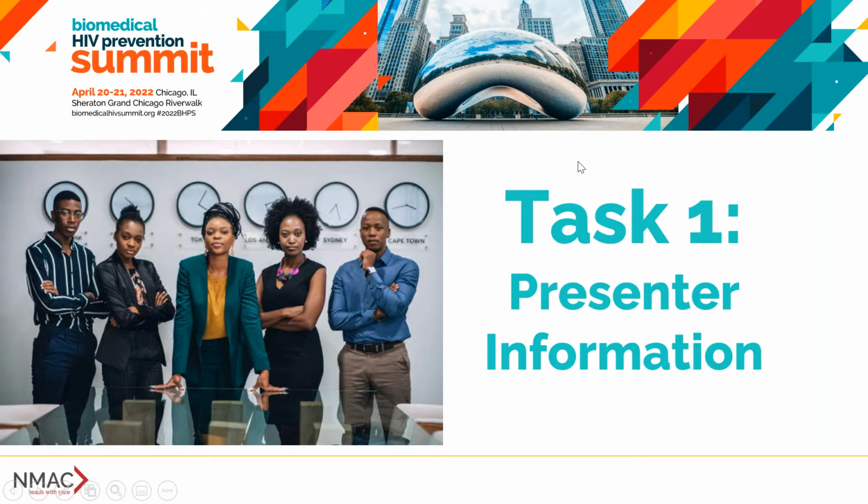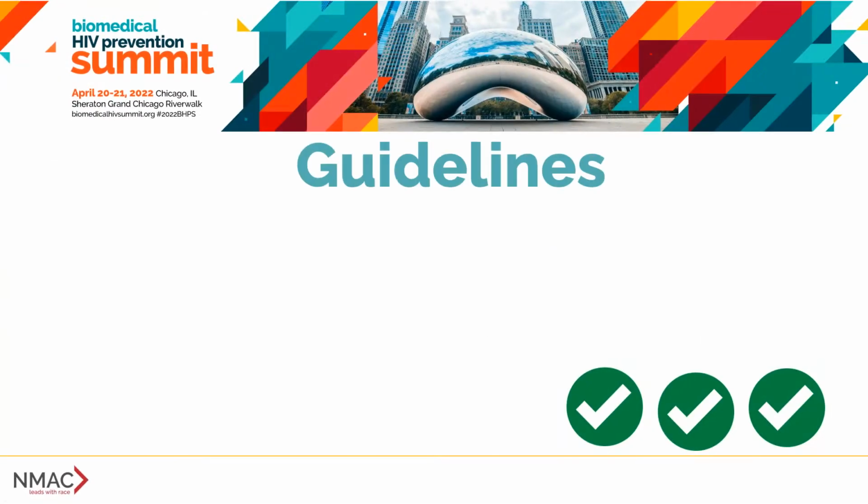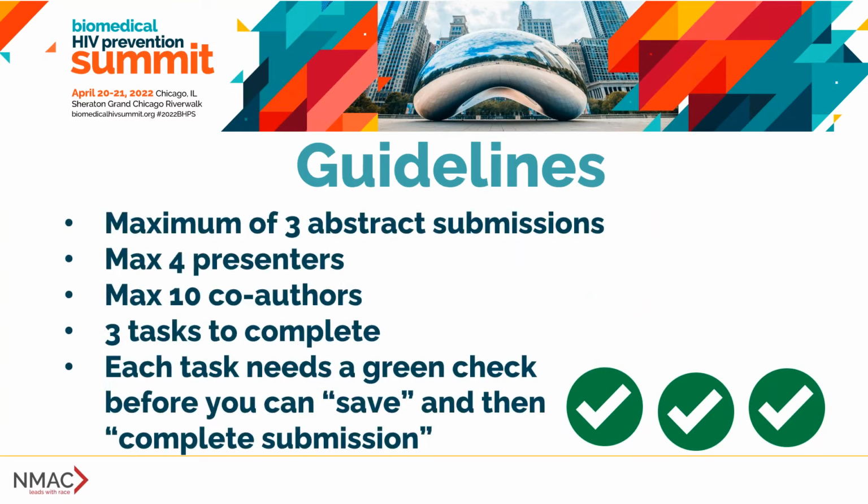First task is presenter information. These are the people who will be on site presenting with you. You can add a maximum of 3 abstract submissions with a maximum of 4 presenters and a maximum of 10 co-authors. You have those 3 tasks that must be completed, and upon completion, you'll receive a green check mark.